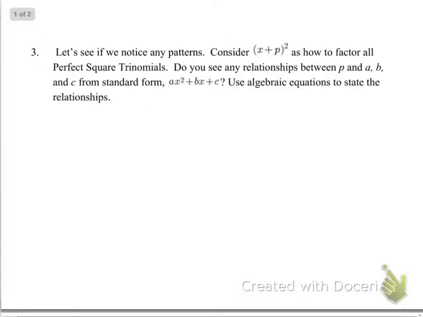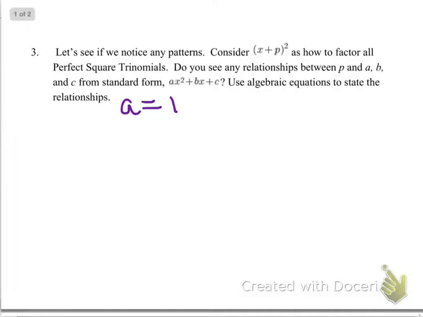Looking back at number 1, seeing if we notice any patterns. If we call the way to factor these perfect square trinomials we've been working with x plus p squared, we want to look for relationships between p, a, b, and c when using the standard form. Now notice right now I'm really talking about when a equals 1. The examples I gave were when a equals 1, so that's in general what we're talking about right now, okay?